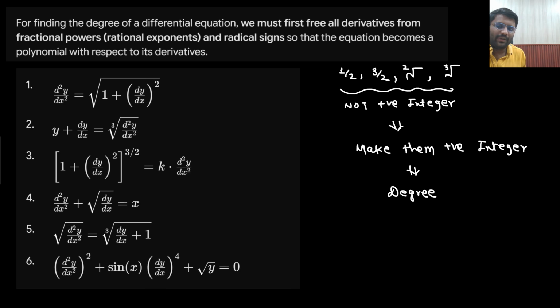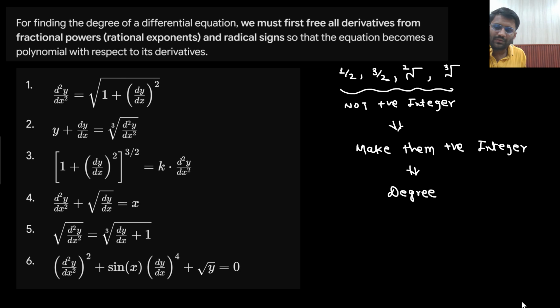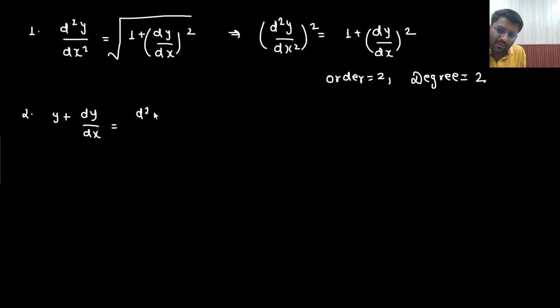Next, here power 1 by 3 is there, no? y plus dy by dx equals d2y by dx2 to the power 1 by 3. It is power 1 by 3. So if you need to make it integer power, what you need to do? You need to take power 3 on both of the side.